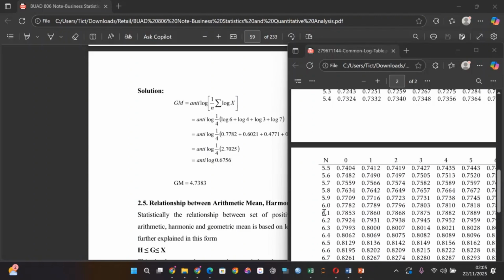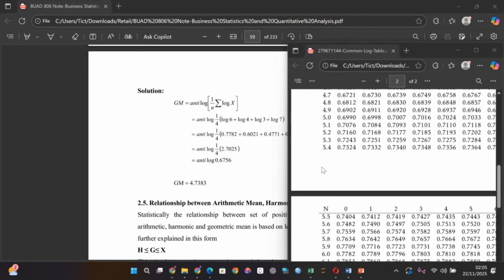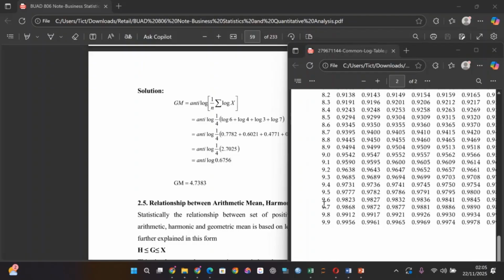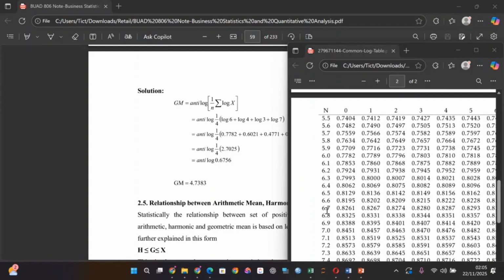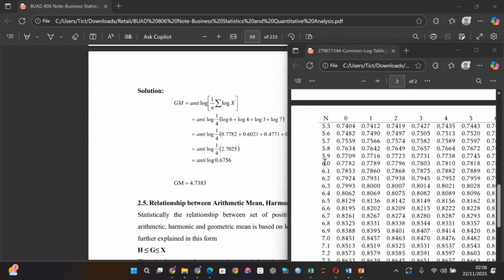So from here you can see I have log 1, and log 6 is now going to be 6. If you check on your data, can you see 6.0? 6.0 is here. It will give you 0.7782, right?